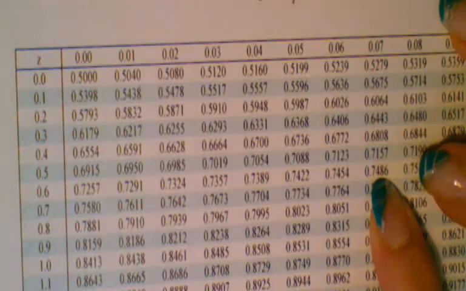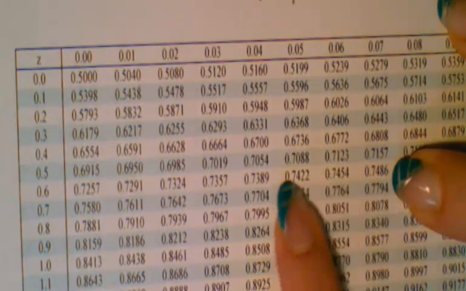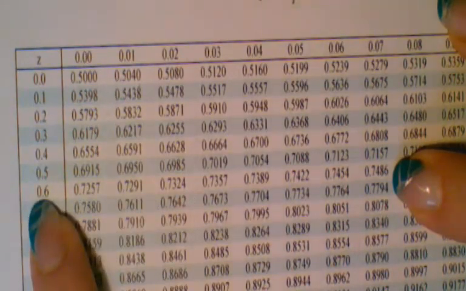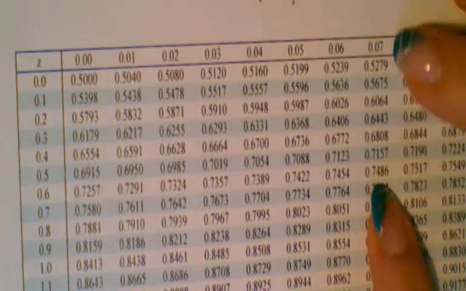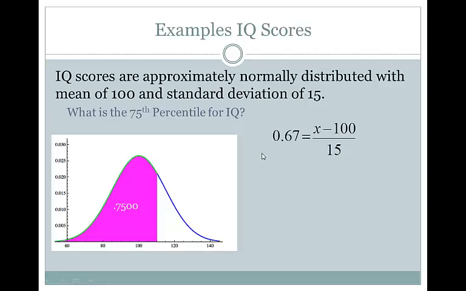Now I want to figure out what's the corresponding z-score. If I hold my place there and go across, I see that the z-score is going to be 0.6, and if I go up to the top of the column, 7. So 0.67 is the z-score we want for the 75th percentile. We're going to use a z-score of 0.67 to correspond to the area of 0.7500, because that was the closest one we found. And now we want to solve for x.